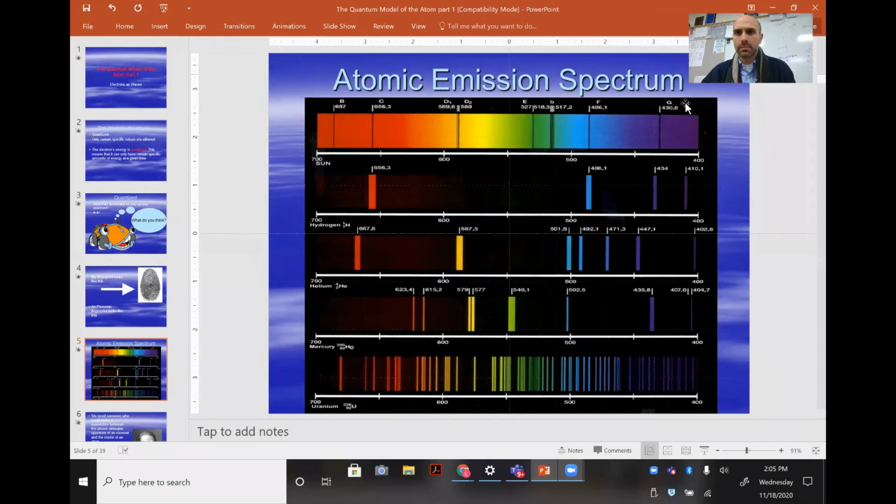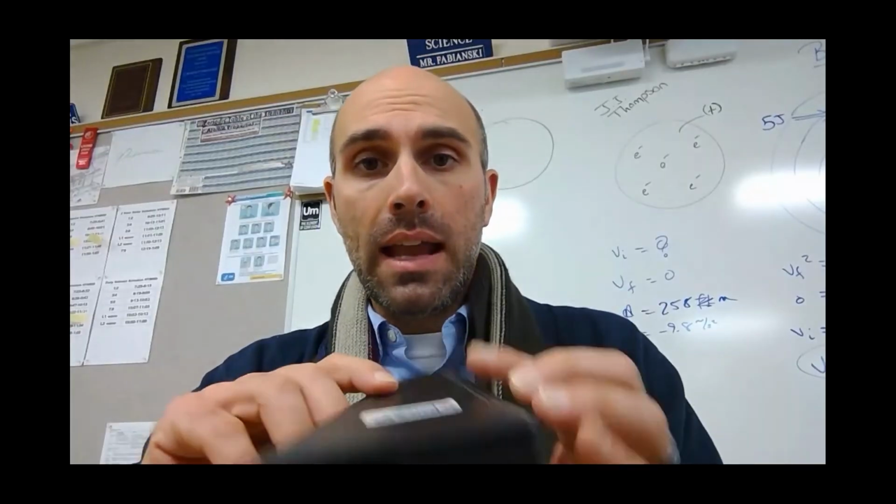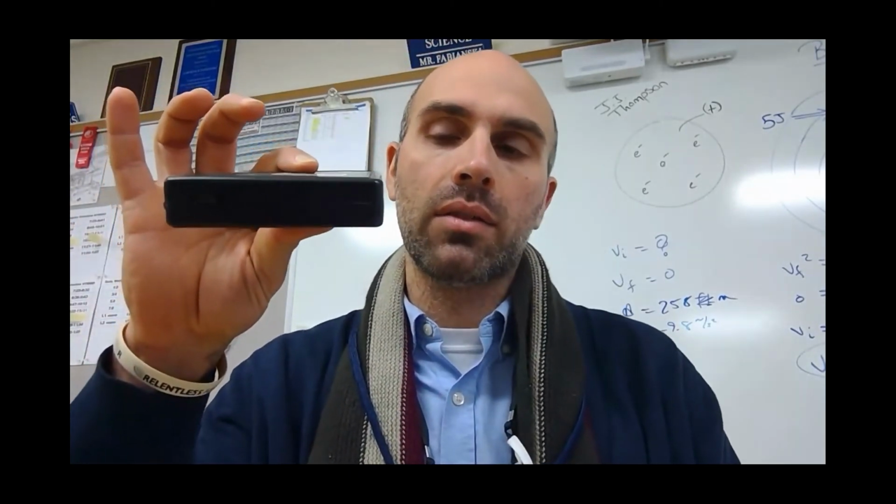Okay? Now, in order to view these atomic emission spectra, we use something called a spectroscope. A spectroscope has a little eyepiece. So let me bring you guys to full screen. It has a little eyepiece shaped just like this. You would hold it like this.